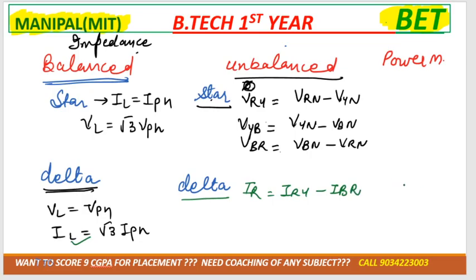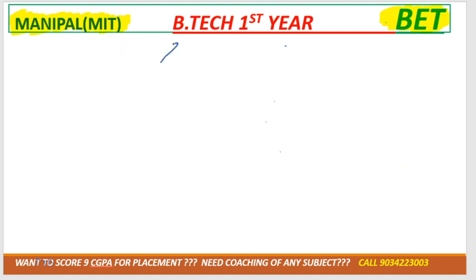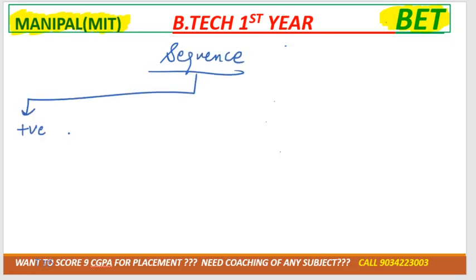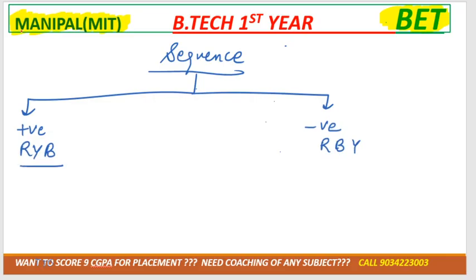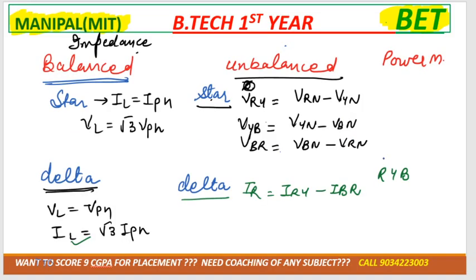How will we move? We'll move according to the RYB sequence. Basically, we have 2 sequences. One is known as positive sequence, another is known as negative sequence. Positive sequence is RYB, negative sequence is RBY. Generally, if they didn't mention, we'll consider positive sequence only, or if they mention, then we have to take it according to this sequence. And sometimes instead of RYB, they can mention ABC also.